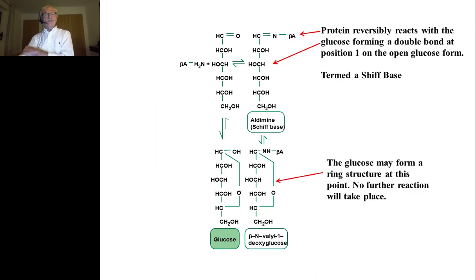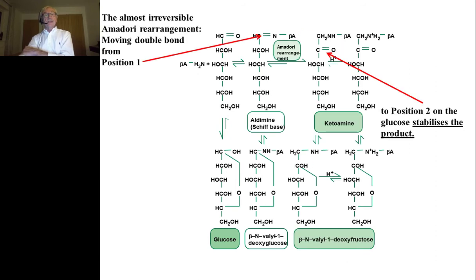Glucose binds in this readily reversible reaction, forming a Schiff base or aldimine. This Schiff base will then undergo an almost irreversible Amadori rearrangement, where the double bond moves from position number 1 to position number 2, thereby stabilizing this fraction. Again, if the ring form of glucose happens, the reaction does not happen itself.